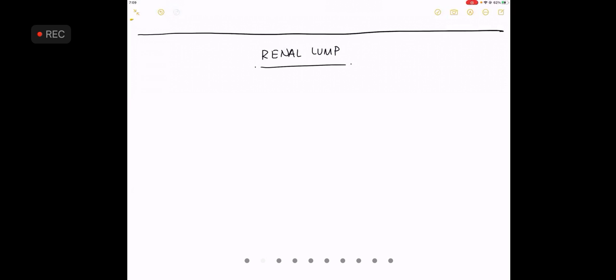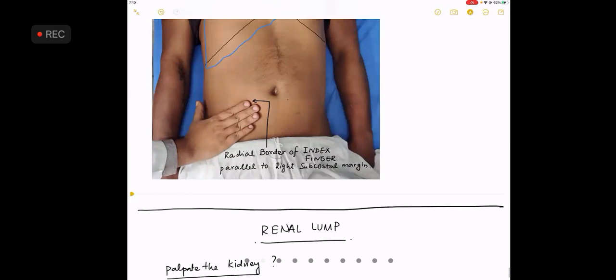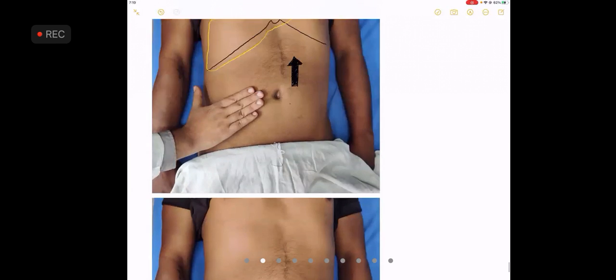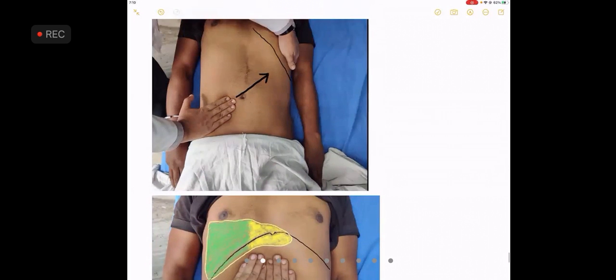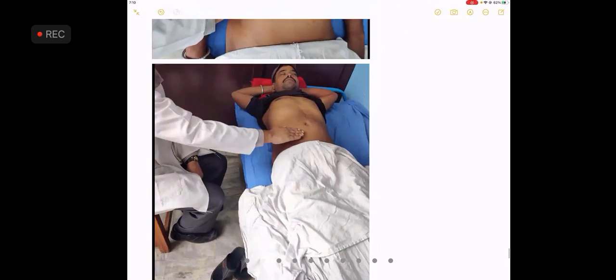Now, okay. To start with, how to palpate the kidney. Now, this is usually the first question that is asked. Second question is, why did you say that lump is a kidney? Now, I will show you a couple of pictures because this is what I usually do when I am teaching. And just give me a couple of seconds.